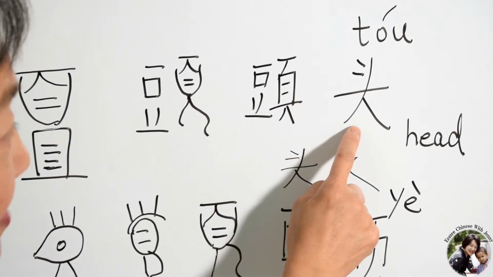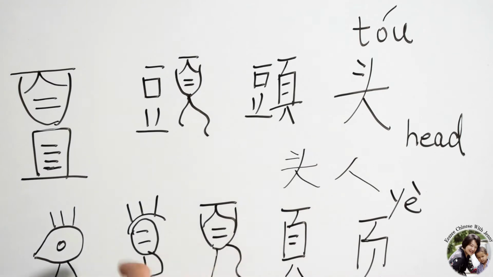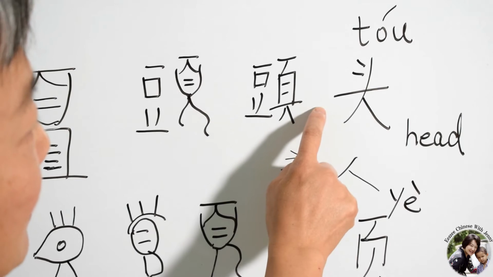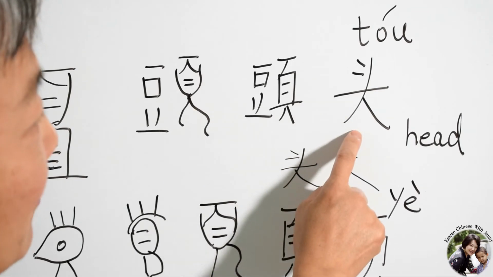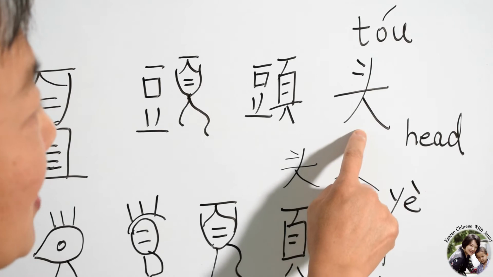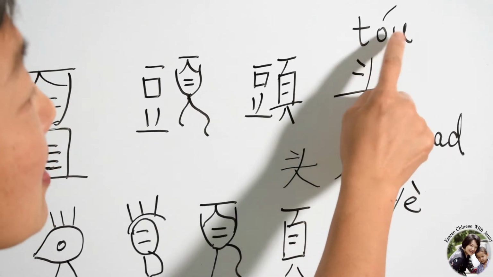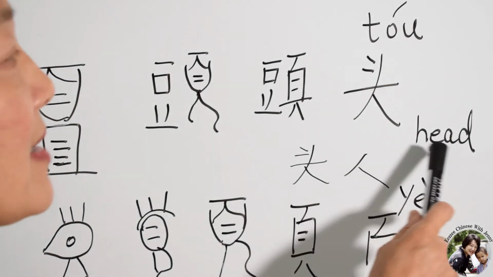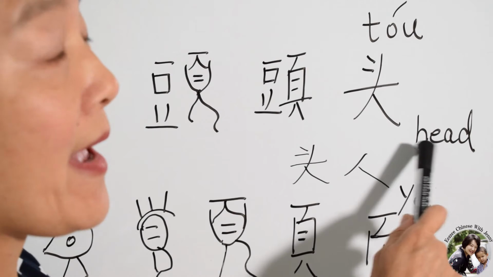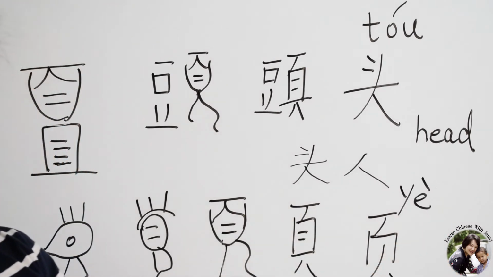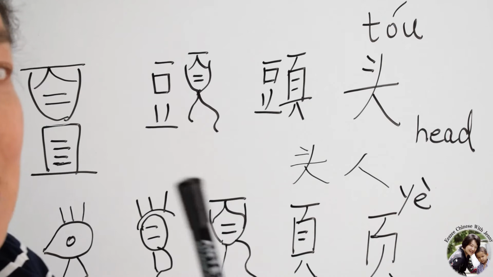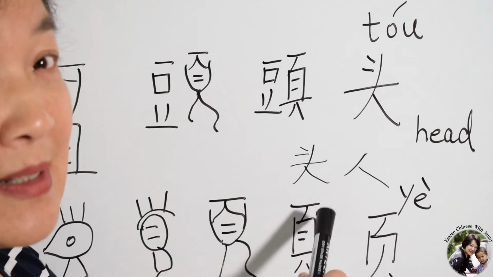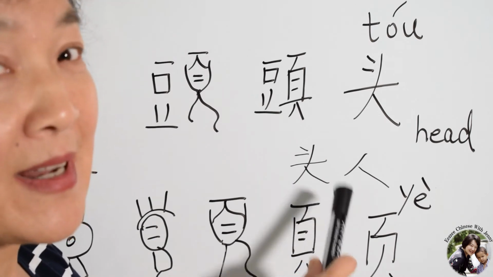So the simplified version is very difficult to see, you know, it came from this shape, but currently the simplified version is written like this, and the pronunciation is 头, 头, second tone. It means head. Well, in English, if we say someone is the head, is the leader, right? He's the head of the department. In Chinese, it is the same. If we call somebody 头人, this person is the leader, is the head.